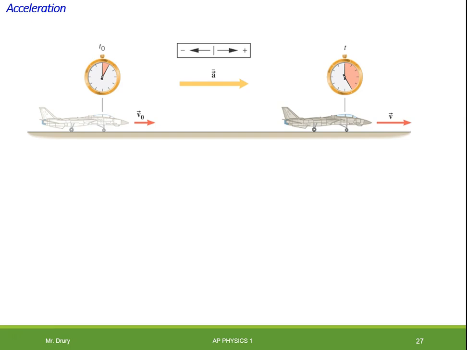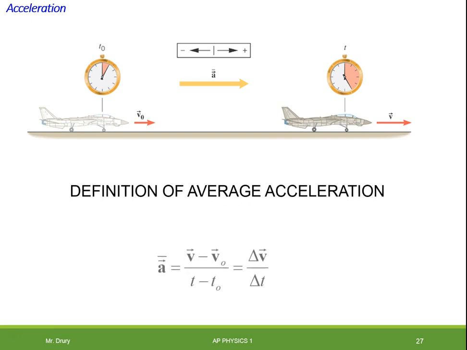All right, let's use this illustration to come up with an equation for acceleration. Once again, you have some initial time and some initial velocity, a final time, and a final velocity. And all acceleration actually means is how that velocity changes over time. So the average acceleration would therefore be change in velocity over change in time.